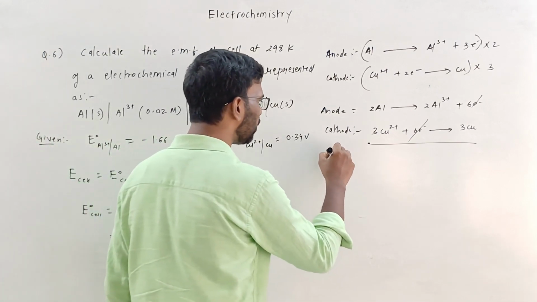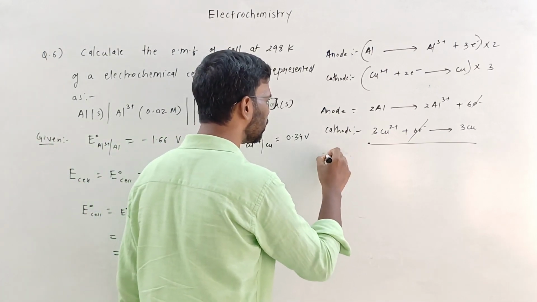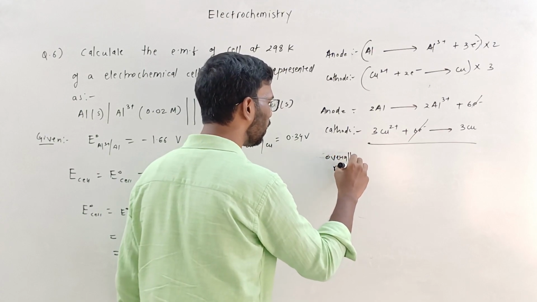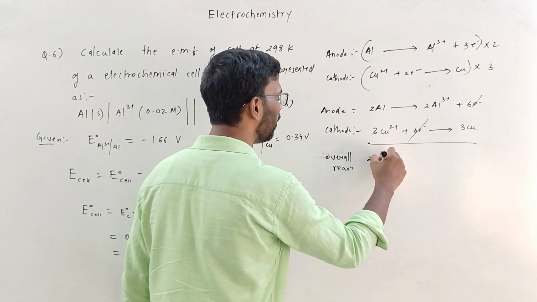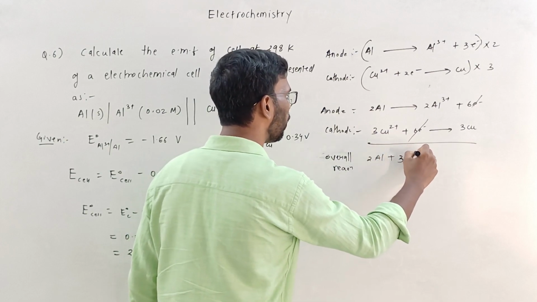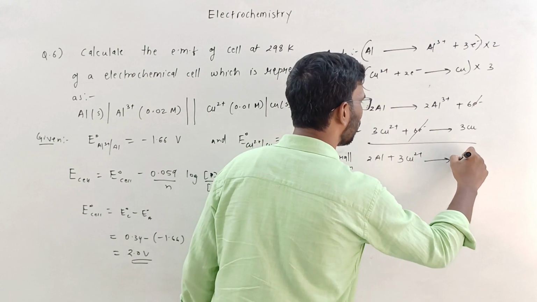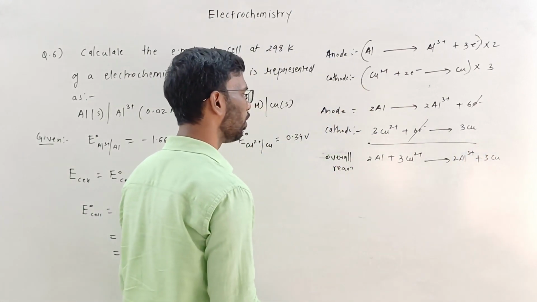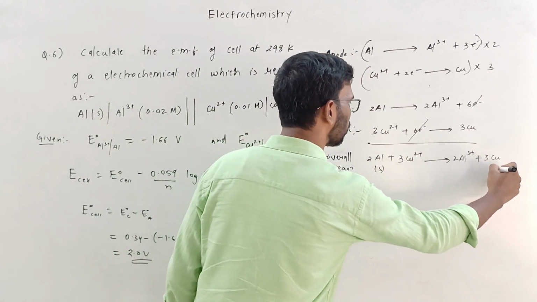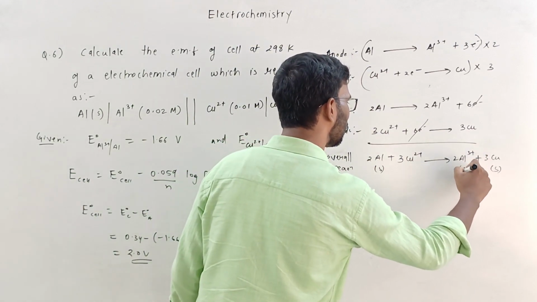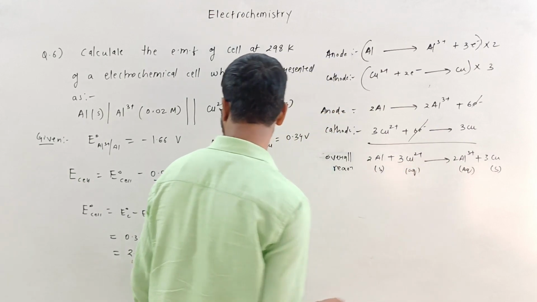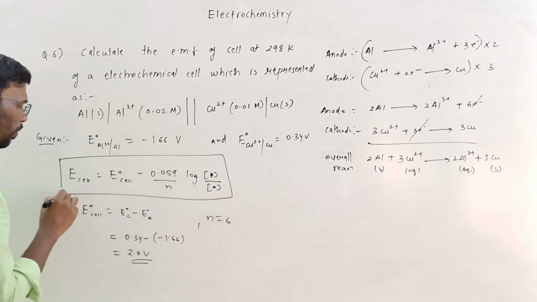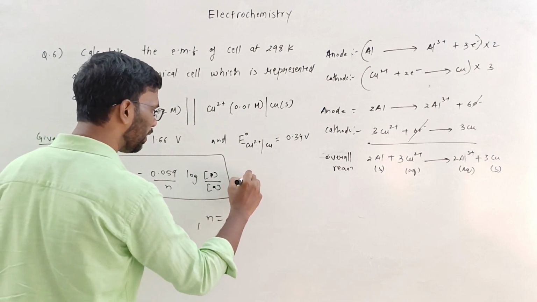Then the overall or net reaction is also important, because this is 2Al plus 3 Cu2+ giving 2Al3+ and 3 Cu. This is solid and this is also solid. This is aqueous and this is also aqueous. Now substituting all these things in this equation, therefore I will write E cell.